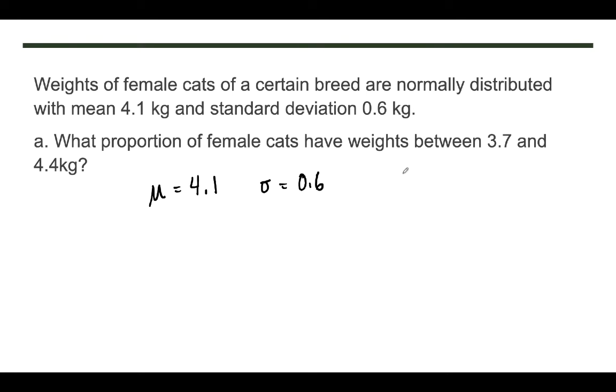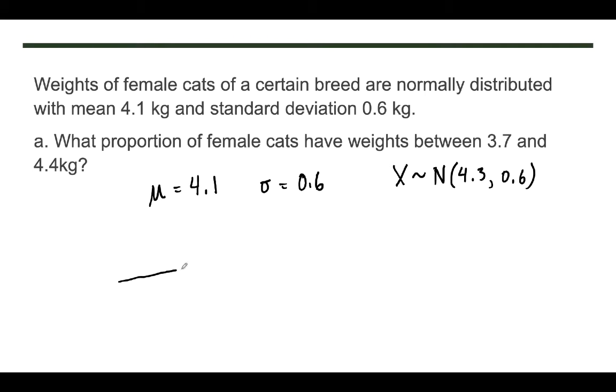Before, we usually would write out the notation for the normal curve, but there's an exception. You don't really have to write this out as a distribution because we just go straight to using z-scores. So, what proportion of female cats have weights between 3.7 and 4.4?